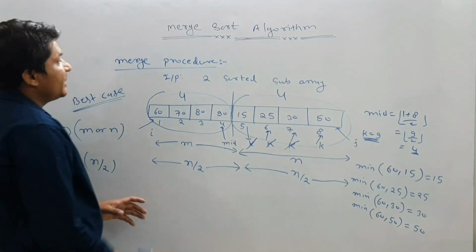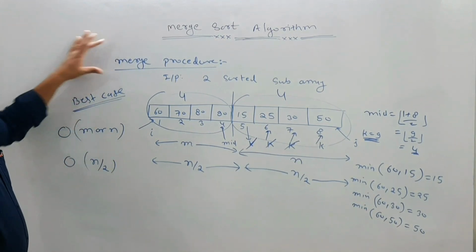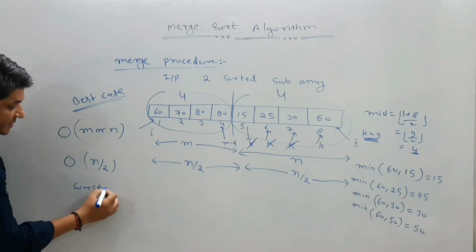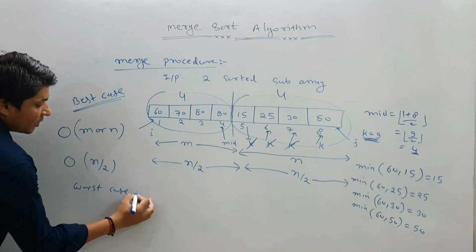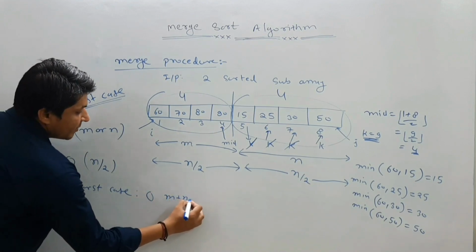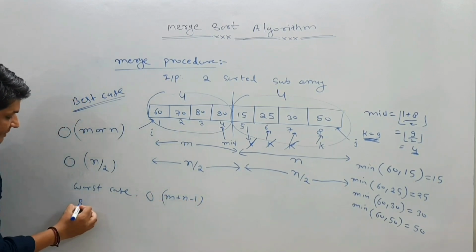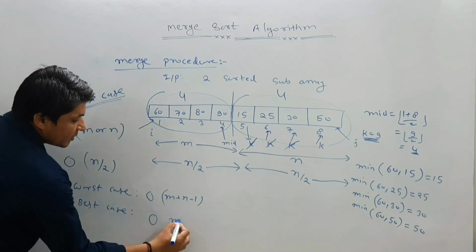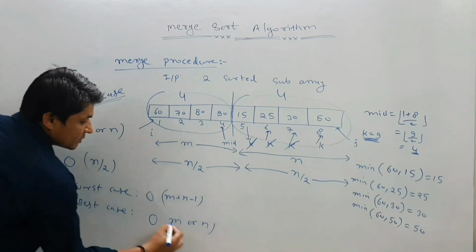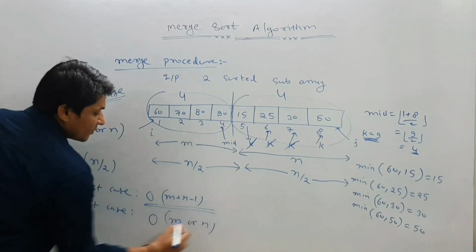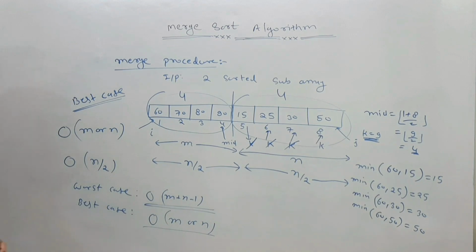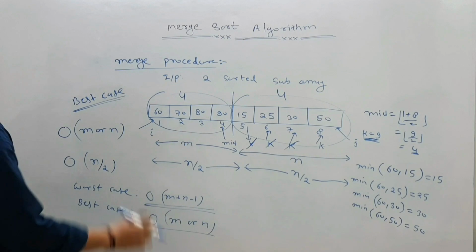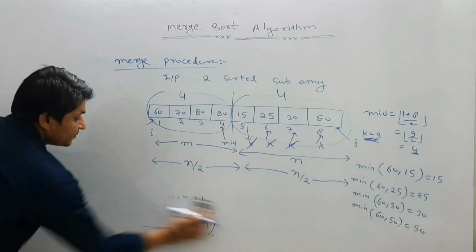So this is the merge procedure in the base case. In the worst case it takes order of m plus n minus 1 comparisons, and in the best case it takes order of either m or n. So this is the number of comparisons. Now let us write the merge procedure. Whatever we are doing, we will write in the form of a merge procedure. So let me write the algorithm.